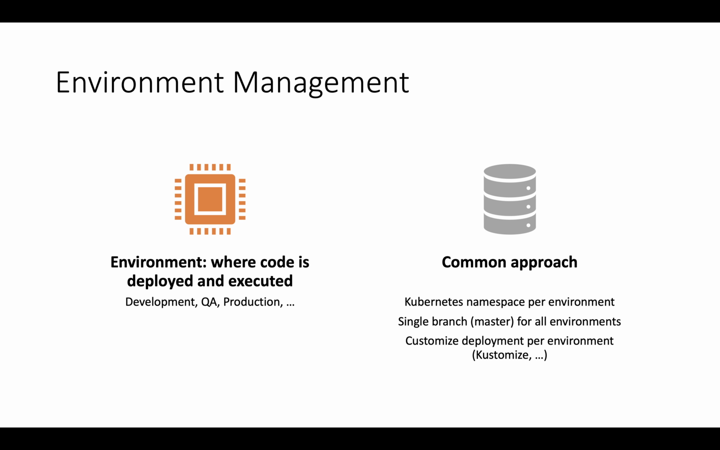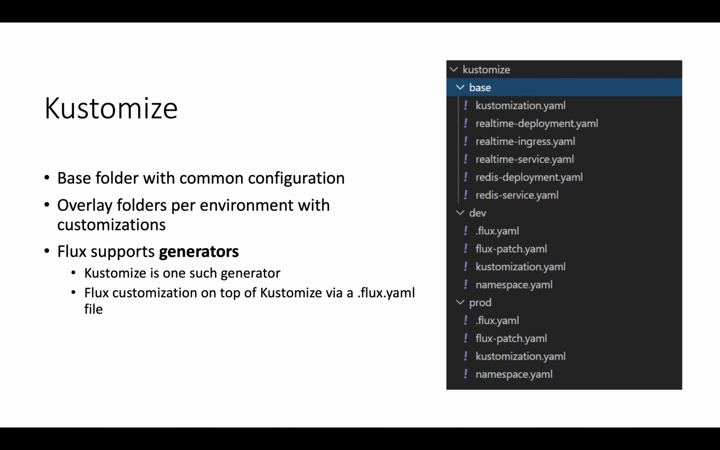And let's say a commonly used tool is the Kustomize tooling. So Flux has support for Kustomize. With Kustomize, you would specify a base folder that's the same for all your environments, so you don't have to duplicate that per environment. That's already a great saving. And then you would have some kind of overlay folders per environment with customizations.